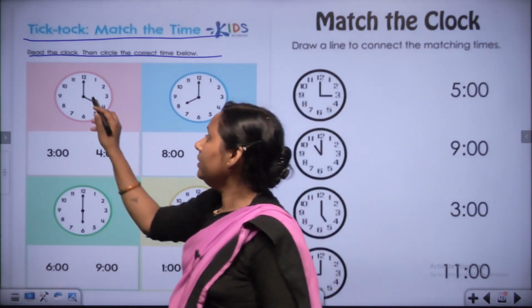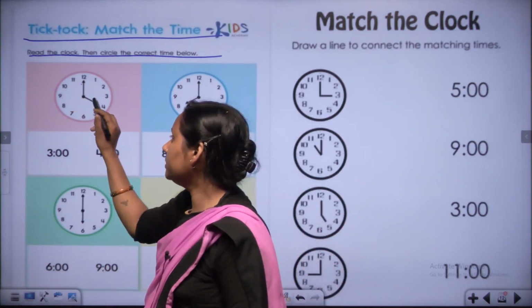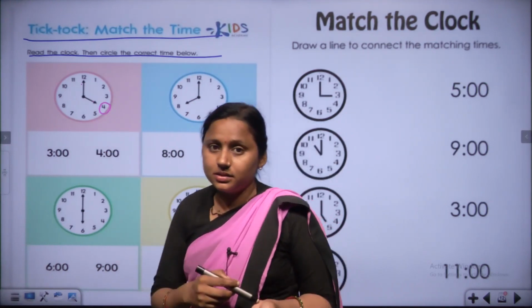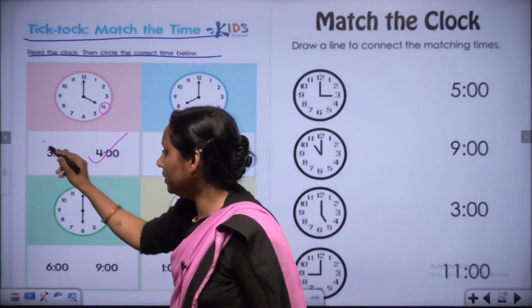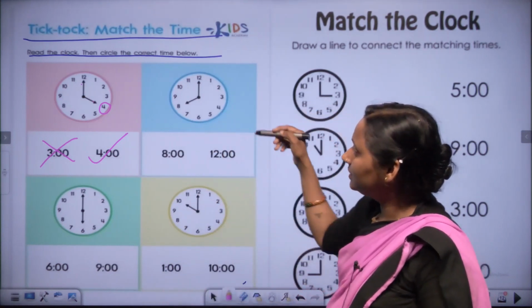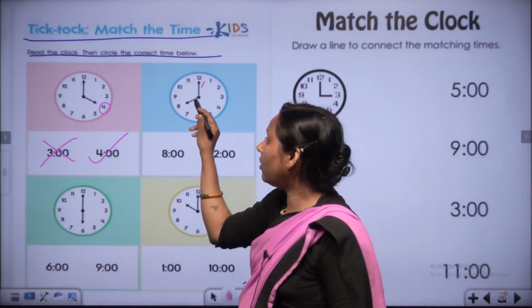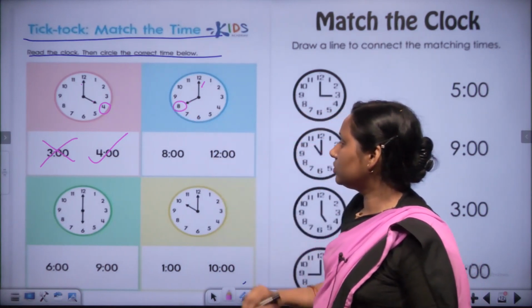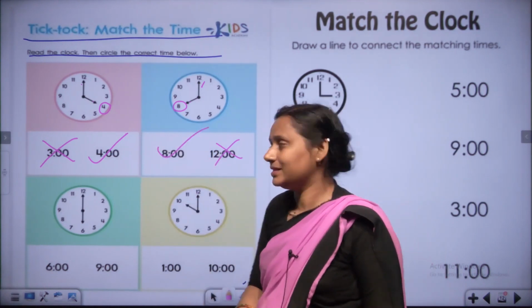Okay. Here, minute hand in 12 means o'clock and our hour hand is where? Yes, 4. It means 4 o'clock or 3 o'clock? Yes, 4 o'clock, not 3 o'clock. Okay. Also second watch. Yes, minute hand is 12 means o'clock and hour hand is 8. Hour hand in 8. So what we read? 12 o'clock? No. 8 o'clock. Yes.